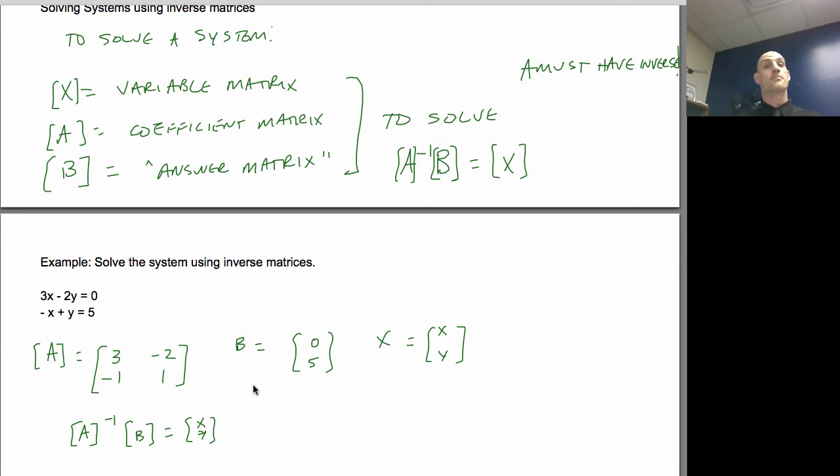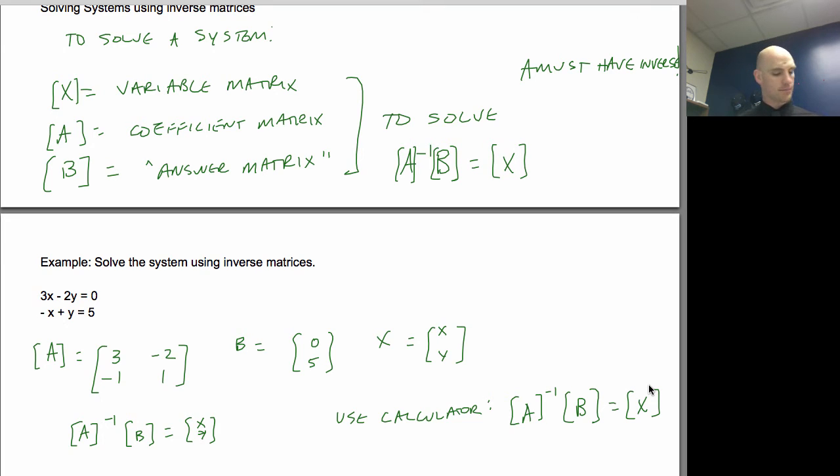And what I can do is put this into my calculator. For the case of A, I could obviously find the determinant, do 1 over the determinant, switch my matrix around, make my negatives, and find my inverse and multiply it by B. But for the purposes of this, we're going to use the calculator. And when I do A inverse times B, it's going to be equal to my answer matrix.